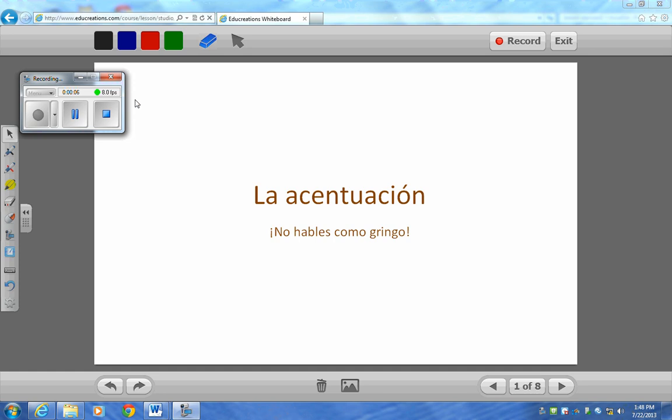We're going to follow up today with the second part of our pronunciation lesson, and that is la acentuación. Okay? And again, you want to get your stress on the correct syllable so that you don't speak like a gringo. No hables como gringo. Again, these are things like saying telefono instead of teléfono. Okay? We don't want to do that. So you always want to put your accent on the right syllable, okay? Because you see what it sounds like when you don't.